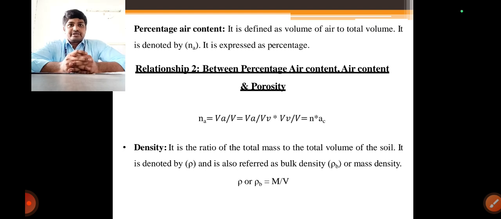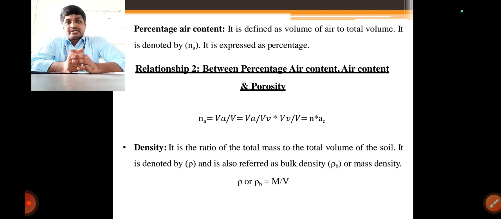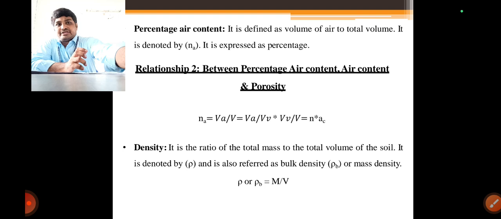And coming to the density of soil. What is the meaning of density? We know very well about the density of anything. Density is nothing but mass by volume. It is the ratio of total mass to the total volume of soil, which is denoted with rho. Rho is equal to m by V, is the density.